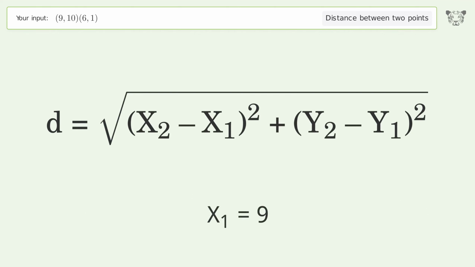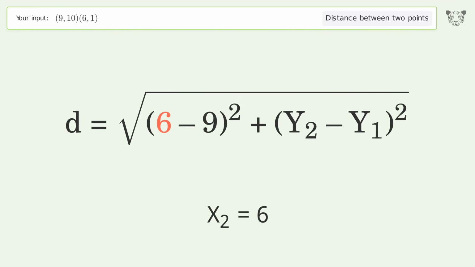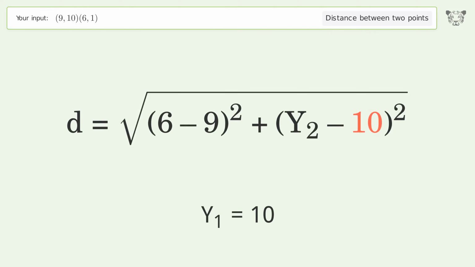x1 equals 9. x2 equals 6. y1 equals 10. y2 equals 1.